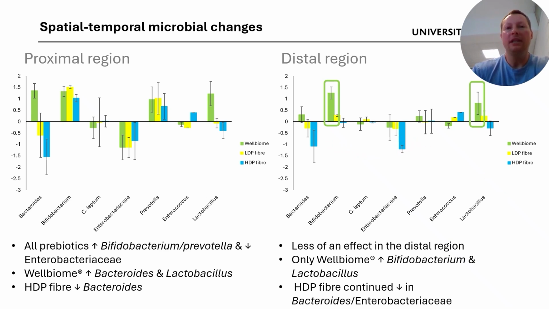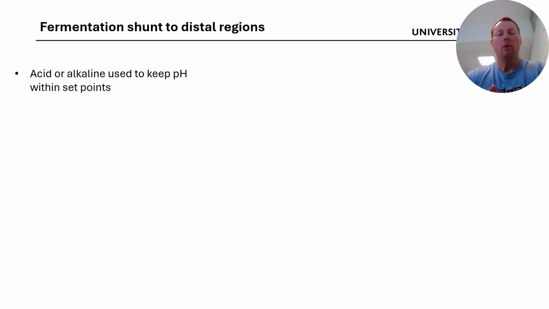So these are really the spatial temporal changes that we can monitor in our model now, but we wanted to have a look at the functional changes. And this is where we got quite excited, because what we see is, in response to the fermentation of these fibers, they result in the production of short-chain fatty acids, which is acidifying the environment. And so therefore, to keep the pH within its set parameters, the model was dosing with alkali.